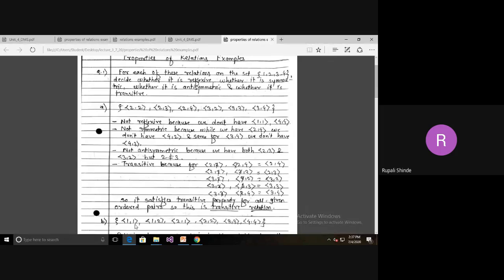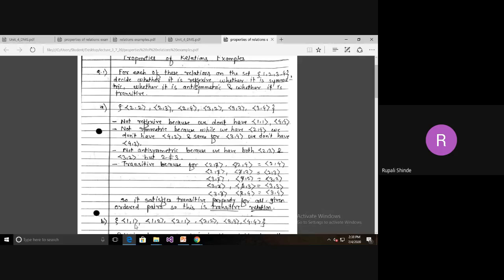Okay, correct. Now second question, whether this one is a symmetric. Yes, ma'am. Why? For 1 comma 2, 2 comma 1 is present, and other are good. Again if you take reverse, you will get same order pairs. That's why this one is a symmetric.